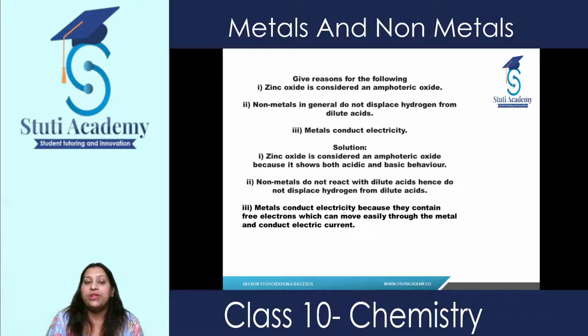Now the next question is, you have to give a reason why zinc oxide is considered an amphoteric oxide. As you know, amphoteric oxides are those which have characteristics of both acid and base. So zinc oxide and aluminium oxide are considered amphoteric in nature because they exhibit the properties of both acid and base. That's why we call them amphoteric oxides.